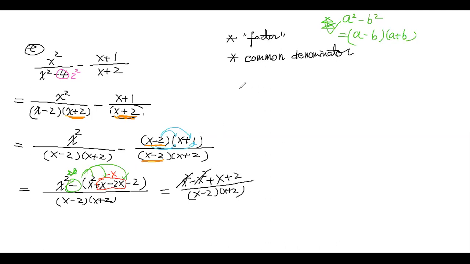X squared cancels. So what do you have here? This is x plus 2, and this is x minus 2, and this is x plus 2. Wow, good, cool. X plus 2, x plus 2, I can cancel. And what is here? This is x minus 2. It's good.